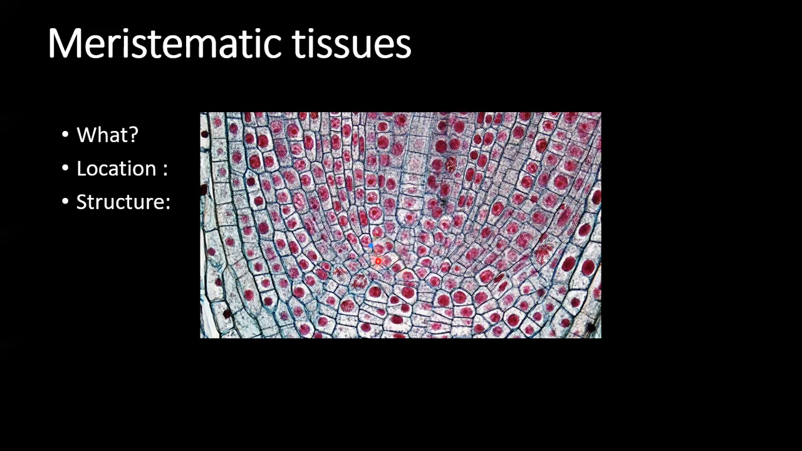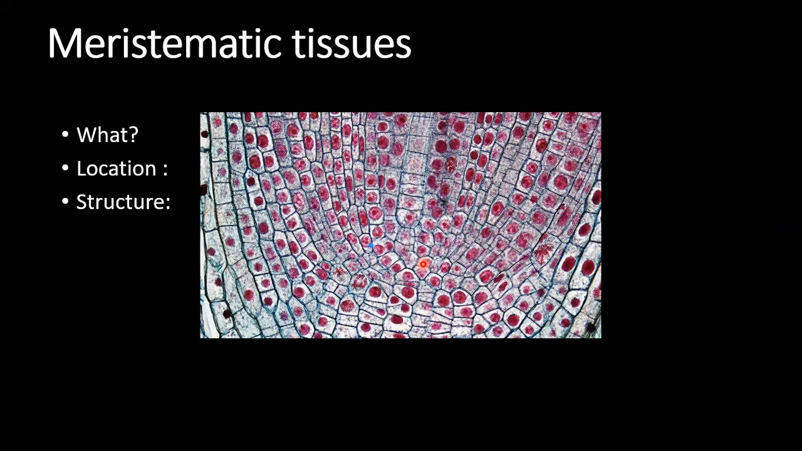Okay, let's study the general characteristics. The first characteristic of the meristematic tissue is that they are immature cells. Because they are in a dividing stage, they are not fully developed. Then the next characteristic is the cell wall. The cell wall of the meristematic tissue is made up of cellulose. Only the primary cell wall is present.